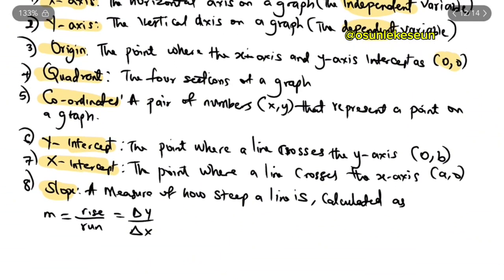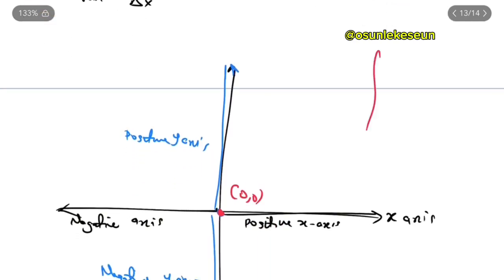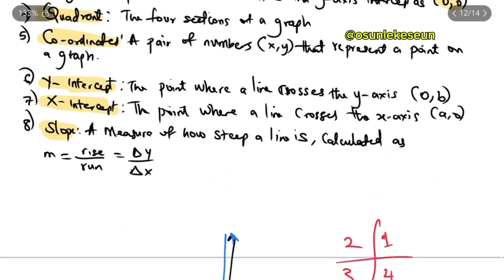Next thing we also look at is what we call quadrants. You can see that this is divided into 4 places. The x and y axis go through them. That's what we call quadrants. So this is our first quadrant, this is our second quadrant, this is our third quadrant, and this is our fourth quadrant. So we have 4 quadrants here.